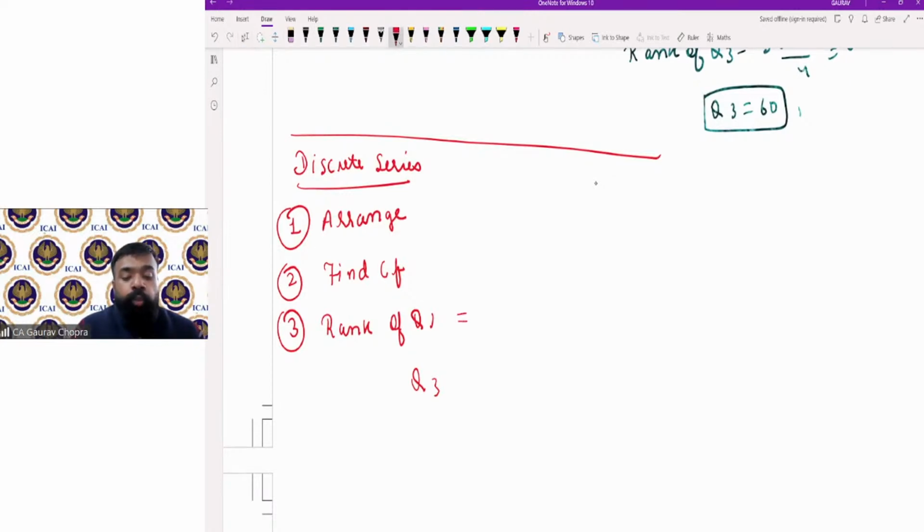So how will the rank of Q1 come? Capital N plus 1 upon 4. And how will the rank of third quartile come? 3 into N plus 1 by 4. So in this way, you can calculate the rank. Okay? We can calculate rank in this manner.